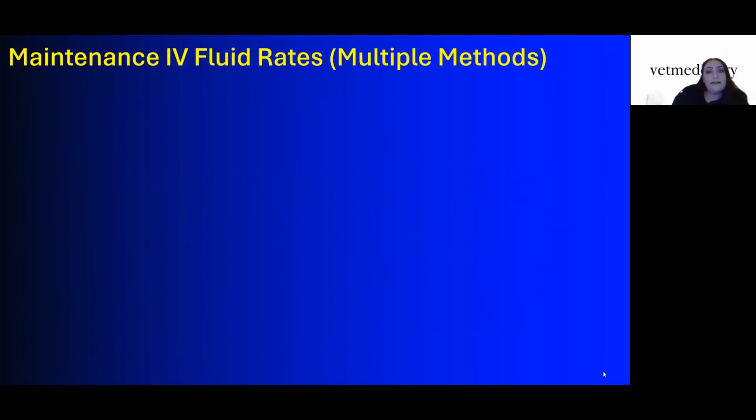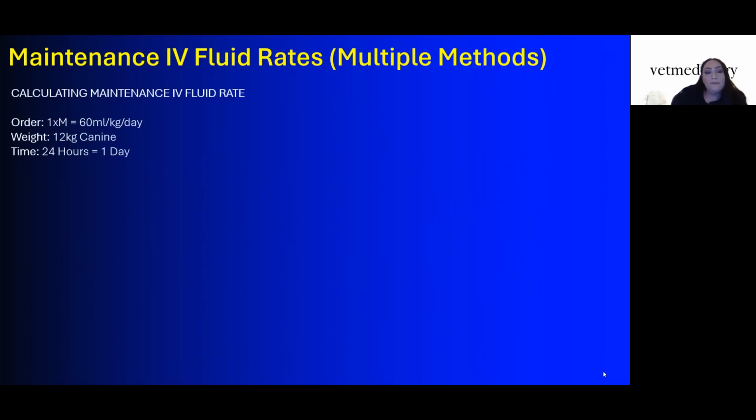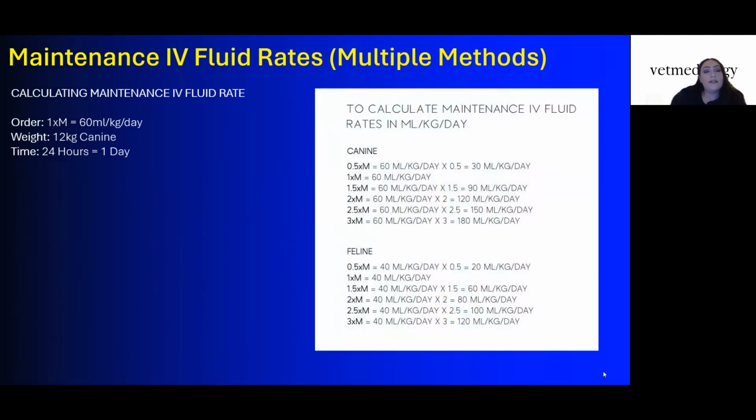All right, so maintenance IV fluid rates, there's multiple methods here. So calculating maintenance IV fluid rate, the order 1 times maintenance is the 1xM, and that equals 60 mils per kg per day. Weight is a 12 kilogram canine, and time is 24 hours, which is 1 day. So to calculate maintenance IV fluid rates, these are the different maintenance rates, basically. For a canine, you'll see that they're based off of 60 mils per kg per day. And for a feline, you'll see that they're based off of 40 mils per kg per day.